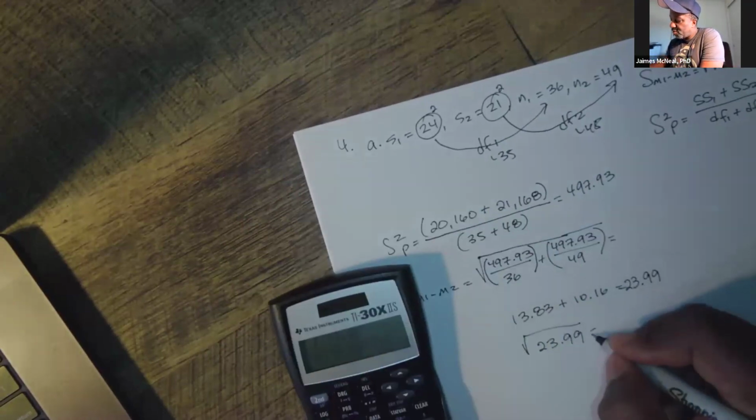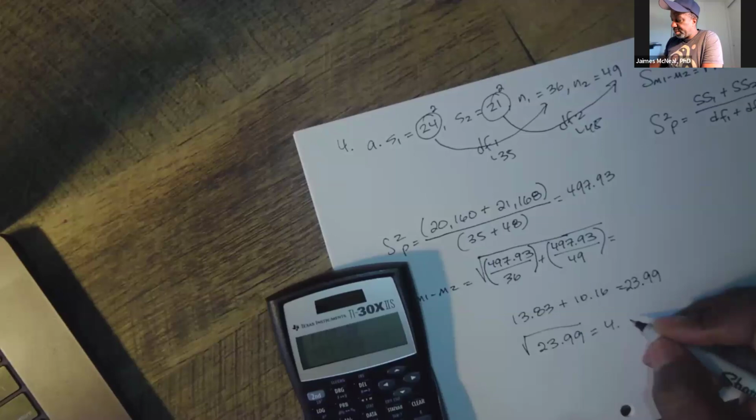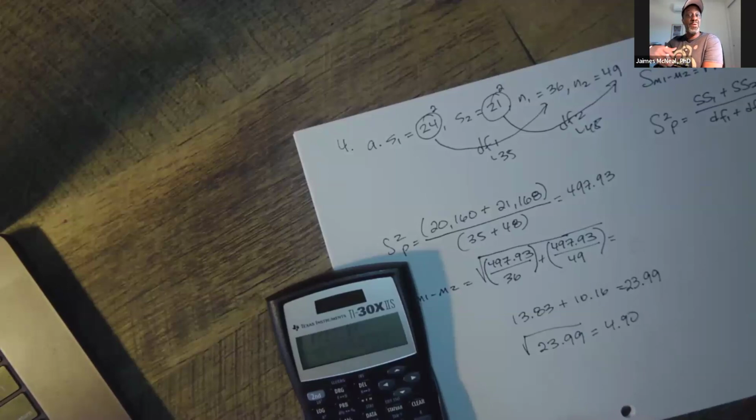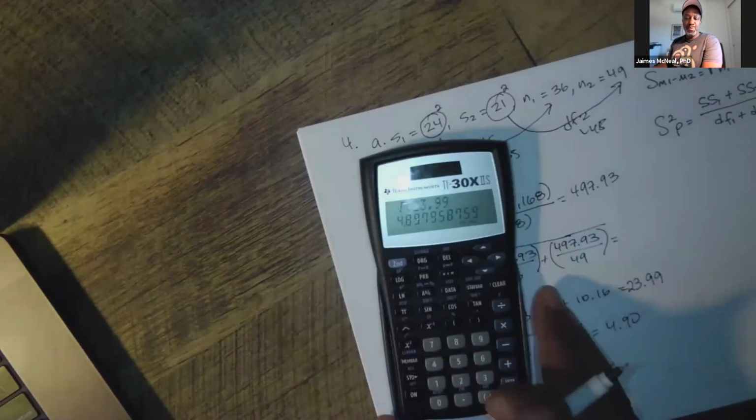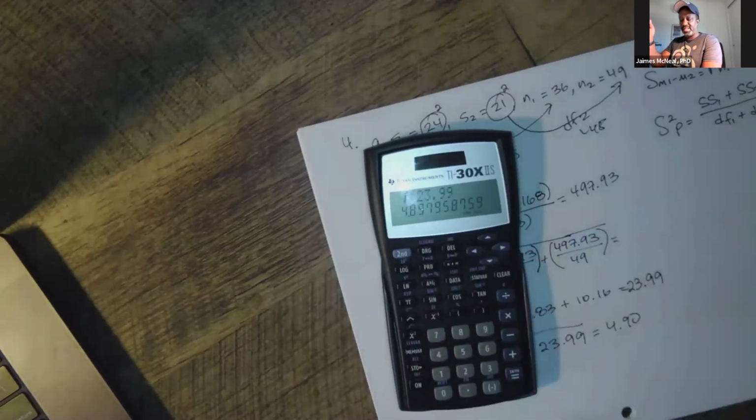4.897, which we can round up to 4.90. Because the 7 makes us go 1 more up, and we're already at 89, so we go to 90. See that? 4.897, so 4.90.